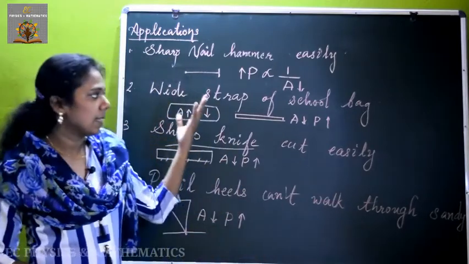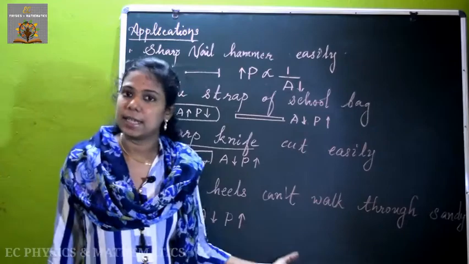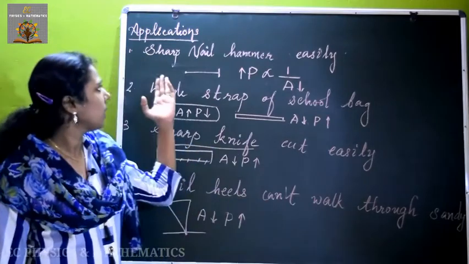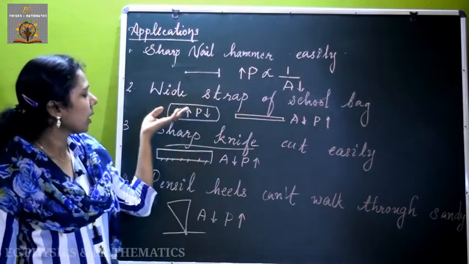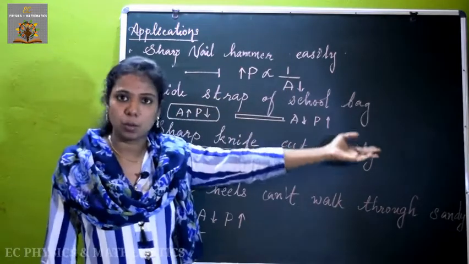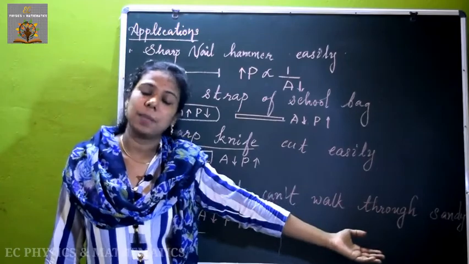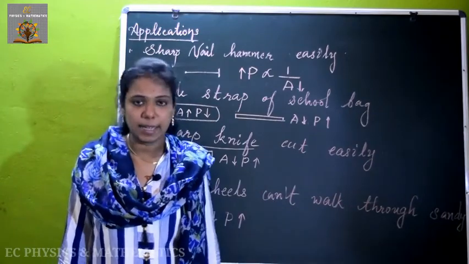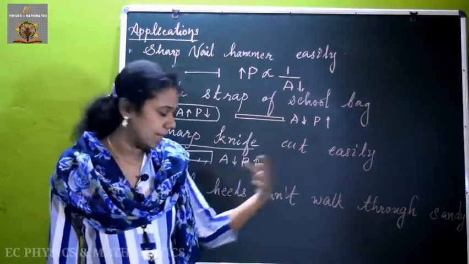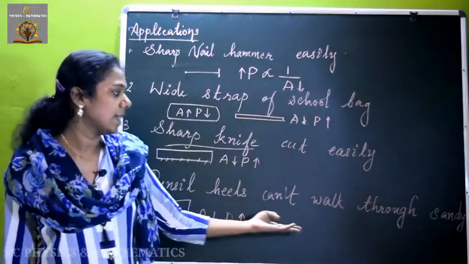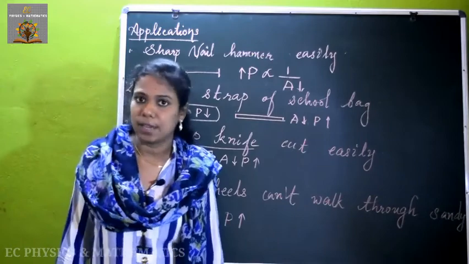Understood? So these are some examples of pressure in our day-to-day life. First one, a sharp nail hammers in easily. Second one, a wide strap on a school bag. If strap area increases, pressure decreases. Third, a sharp knife cuts very easily. Fourth one, pencil heels can't walk through a sandy floor.